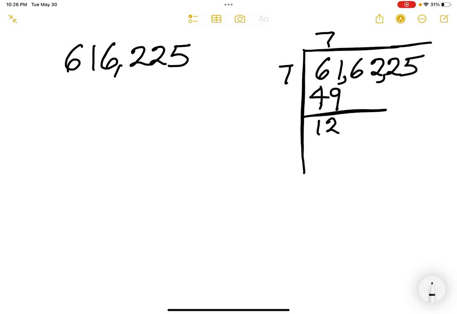So the next thing we do is to bring down the next two numbers. So we have 1262. What we do is look at this 7 up here and double it, and then we put it here. 7 times 2 is 14. We put it here. Now we think of a number, when we put that number here and we also put that number here and multiply it, it should give us 1262 or less.